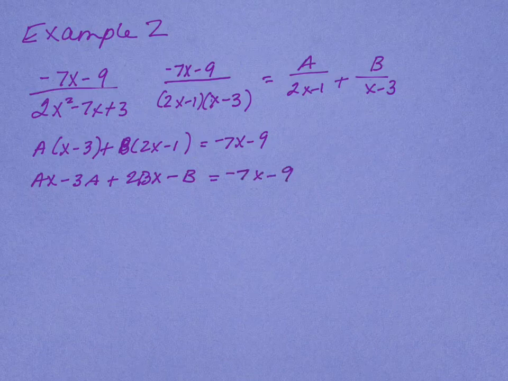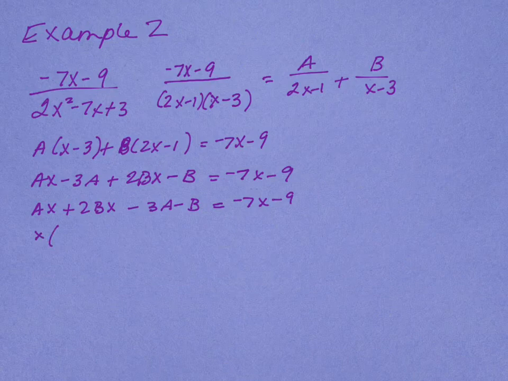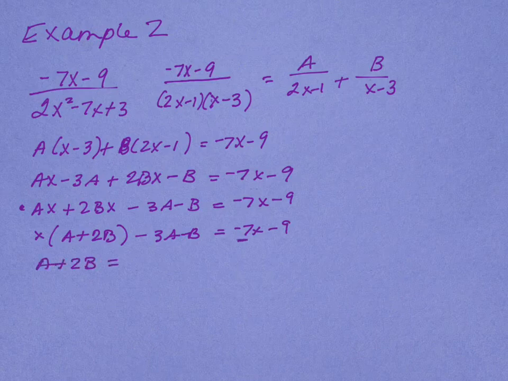So let's see. I have an ax plus a 2bx, minus 3a minus b. Got my x's together so I can factor out an x. And you could kind of skip this step if you can do it in your head. So I get x times a plus 2b and minus 3a minus b. Okay. So that means a plus 2b has to equal negative 7, and negative 3a minus b has to equal negative 9.